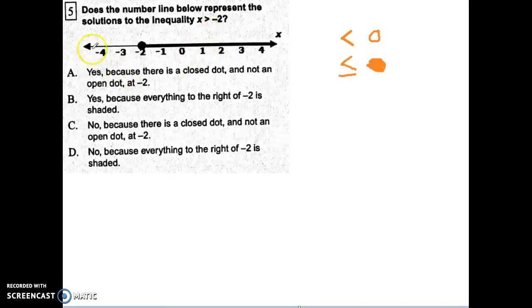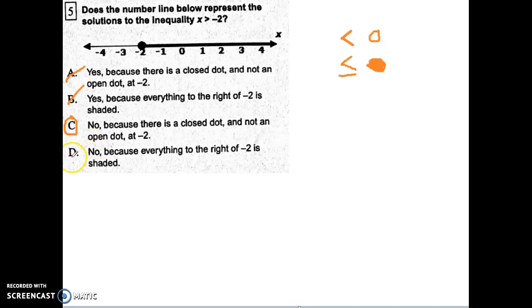So right off the bat, we know. So does the number line below represent the solutions? We know these are wrong because it says yes and no, it doesn't. Our answer is going to be a no. Now let's see what our no options are. No, because there's a closed dot and not an open dot. Hey, I just said that, right? This should be an open dot. So that's going to be our answer.